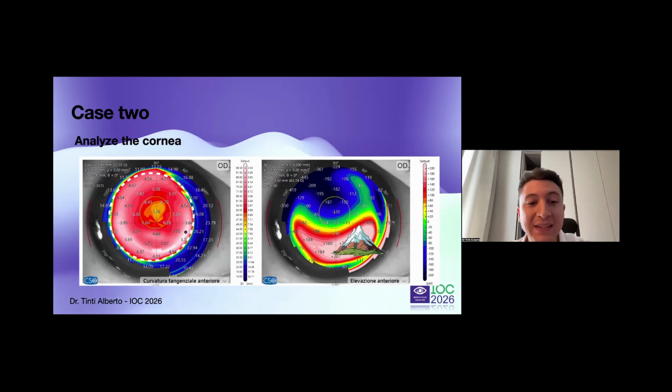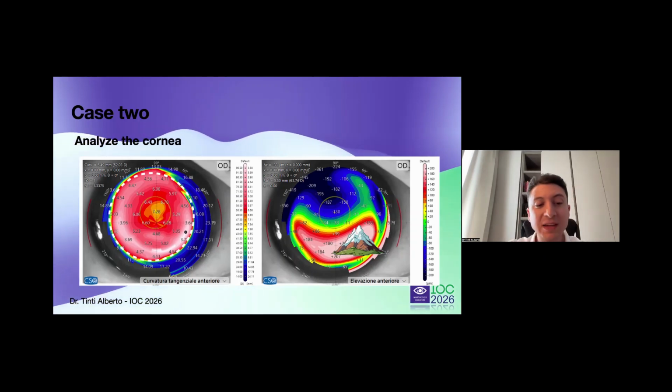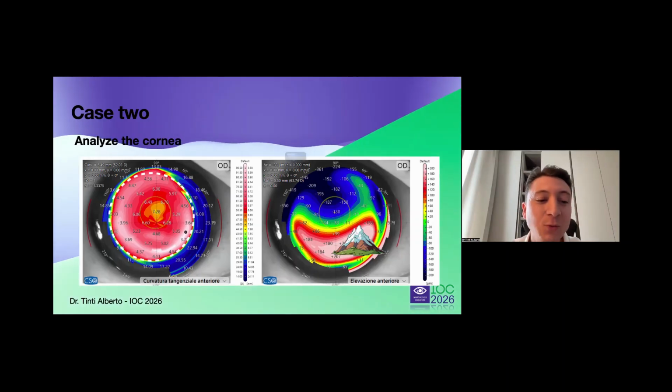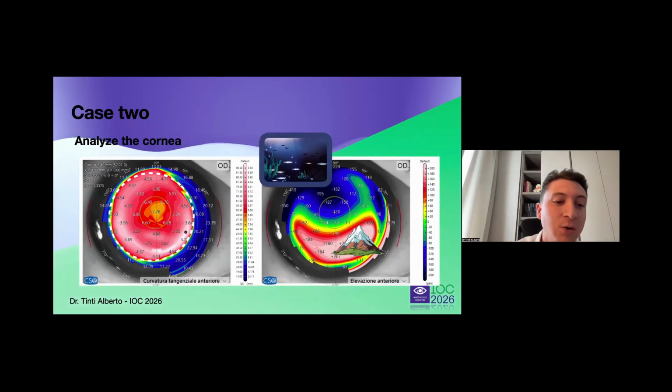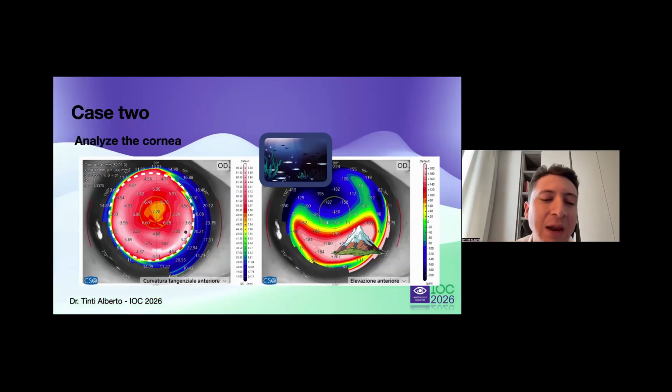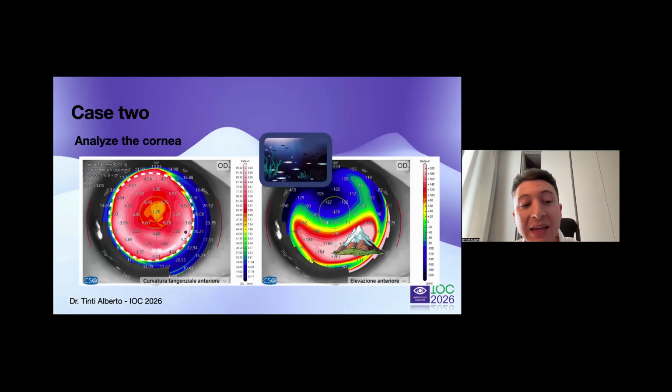Now if you look at the elevation map, in the inferior area we see a strong red elevation. It's like Mount Everest. While in the superior area, you can see a deep blue zone, deep like the ocean. So again, we're not dealing with a symmetric surface, but with a highly asymmetrical cornea.